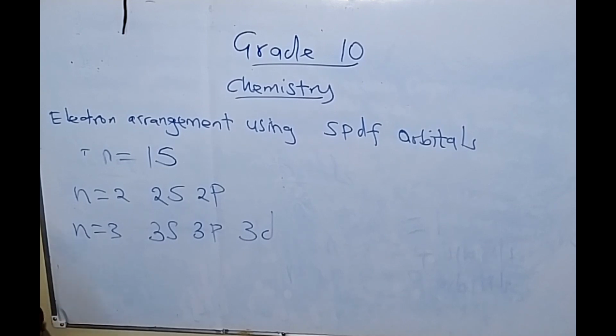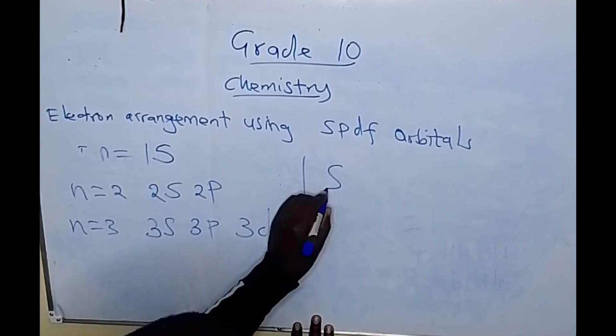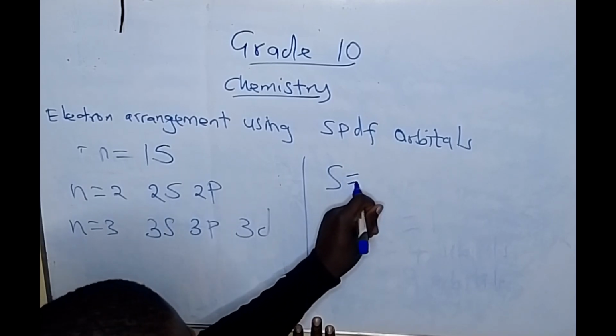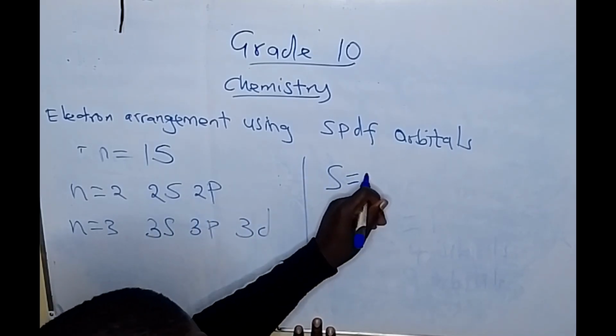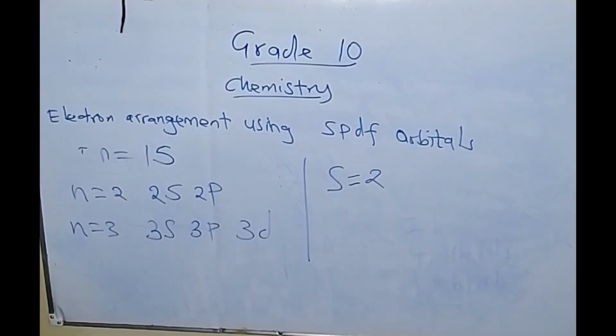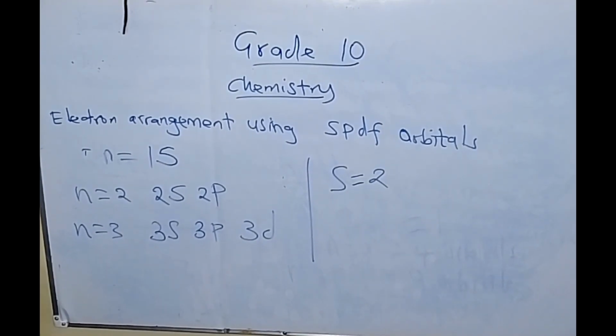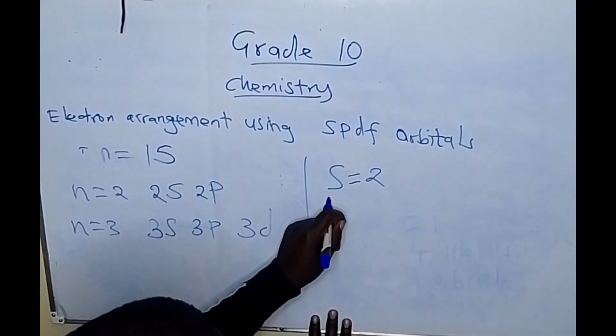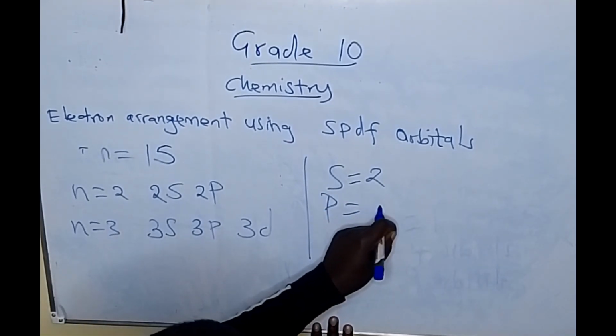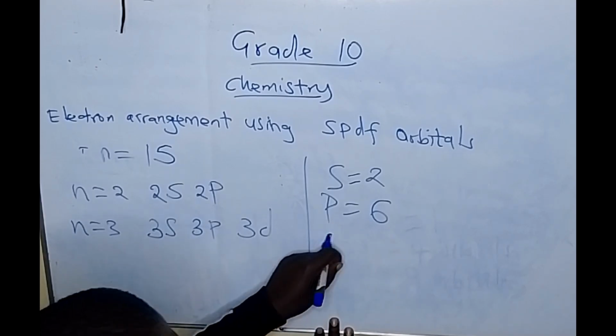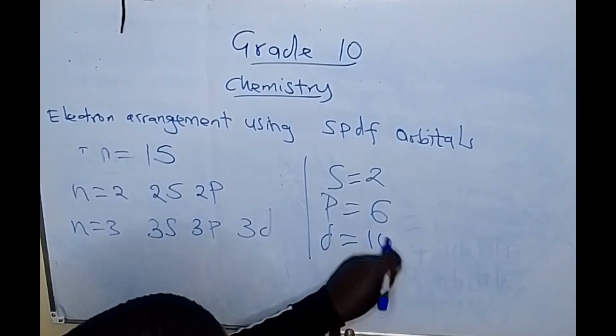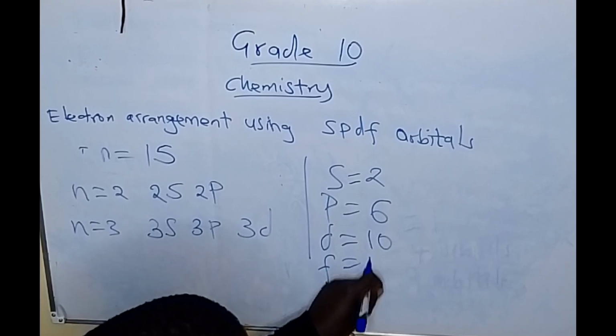Let's know the maximum number of electrons which can be in these different orbitals. The orbital s can accommodate a maximum of 2 electrons. Orbital p can accommodate a maximum of 6 electrons. D can accommodate a maximum of 10, and F can accommodate a maximum of 14.